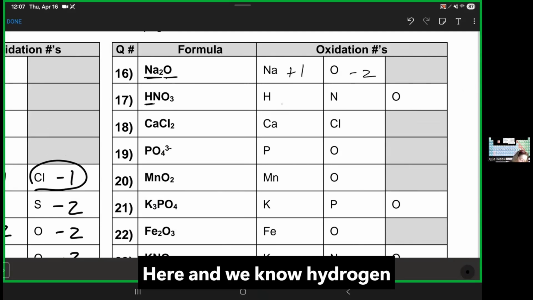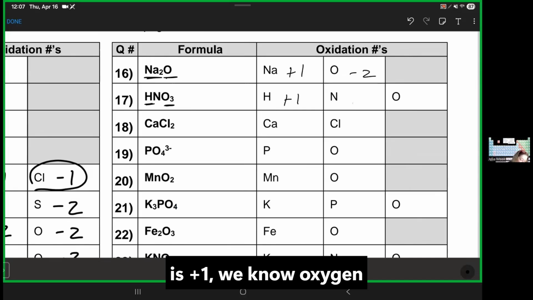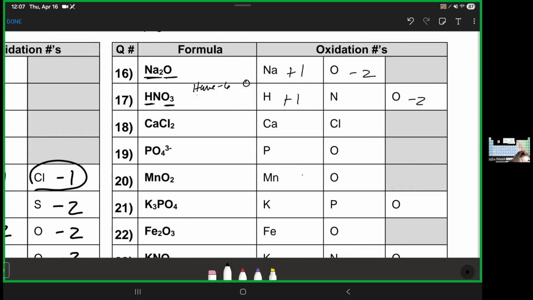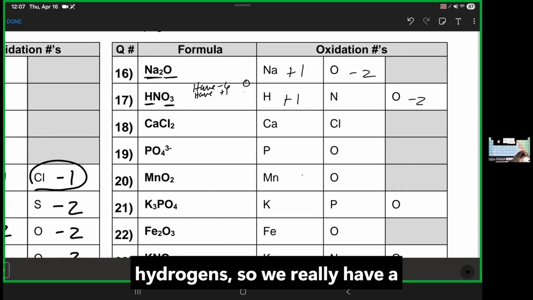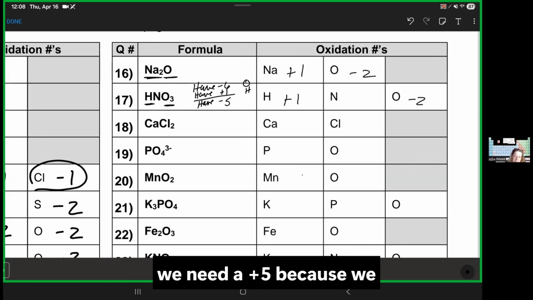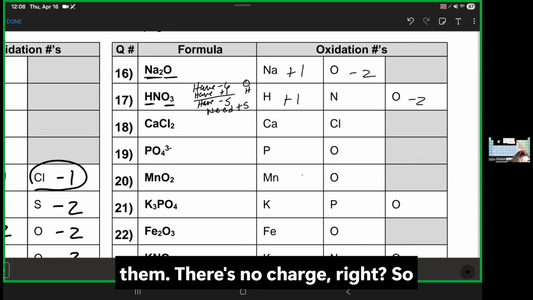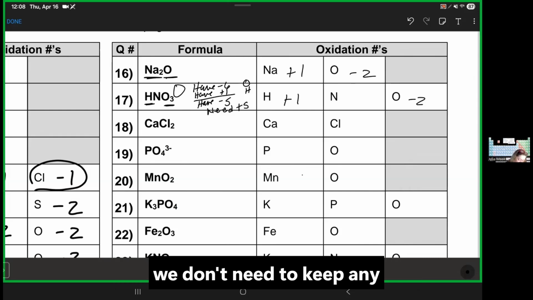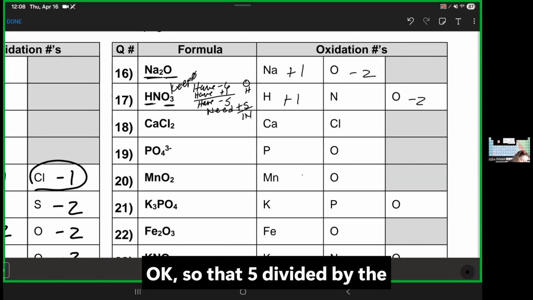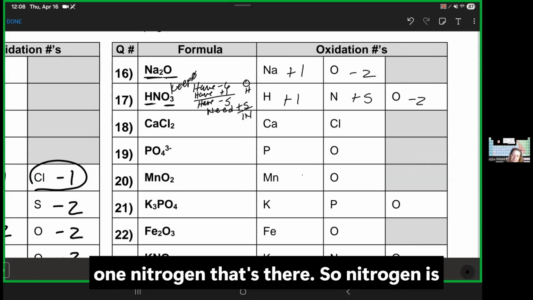Here, we know hydrogen is positive 1. We know oxygen is negative 2. So now we have a negative 6 from the oxygens. We have a positive 1 from the hydrogens. So we really have a negative 5 to compensate for. Okay, so we need a positive 5 because we don't want to keep any of them. There's no charge, right? So we keep 0. Okay, so that 5 divided by the 1 nitrogen that's there. So nitrogen is positive 5.